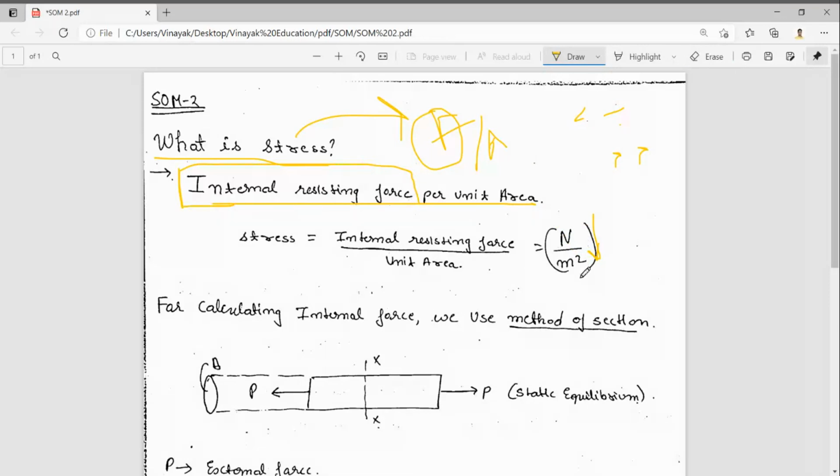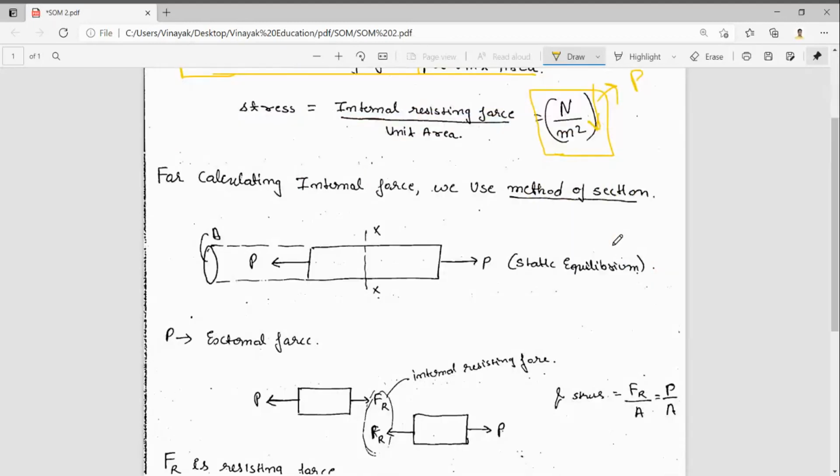The units are Newton per meter square. The same units are for pressure also. In fluid mechanics, the same stress concept we will use as pressure. So this is Newton per meter square, or Pascal also you can say. So for calculating internal force, I said that stress equals internal resisting force per unit area. So how is this internal force calculated, or how will we know? We will see. Here we will use the method of section. This is the method from which we can calculate the internal resisting force.